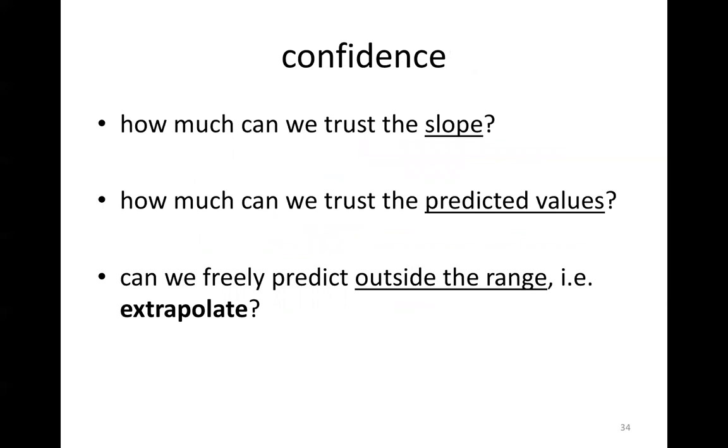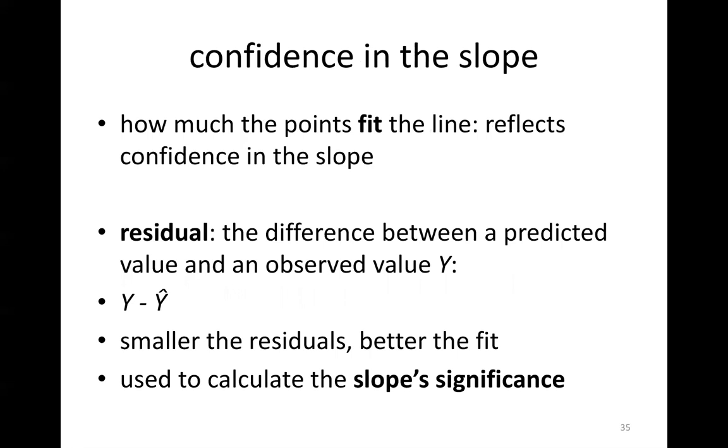So this was prediction, but now we'll start discussing something else, which is confidence. How much can we trust the slope, and how much can we trust the predicted values? We made a prediction, but is it really reliable? And we'll also briefly talk about how much can we trust values predicted outside the range of the original data. That's called extrapolation. So is it okay to extrapolate? That'll be something else to discuss.